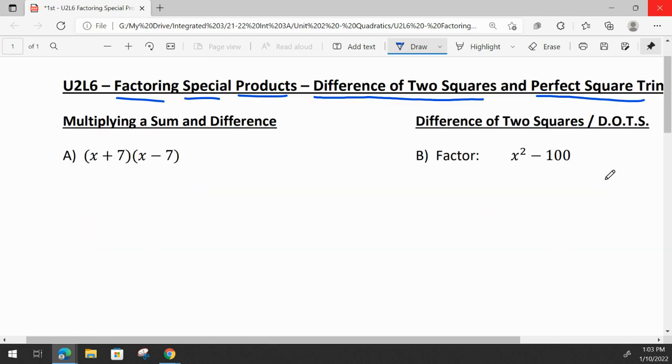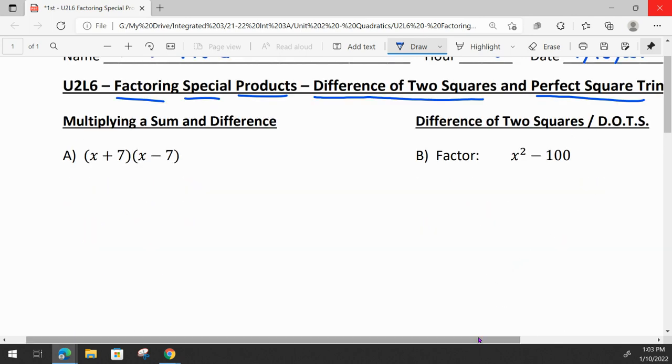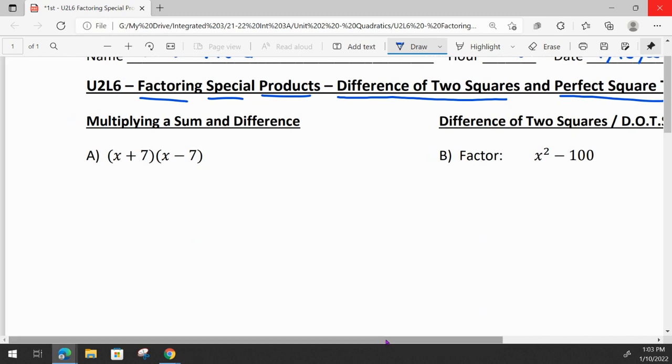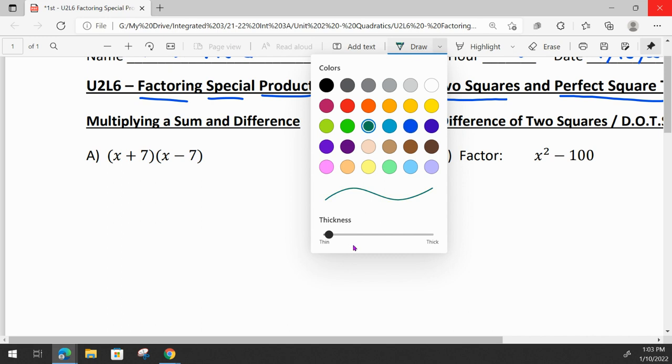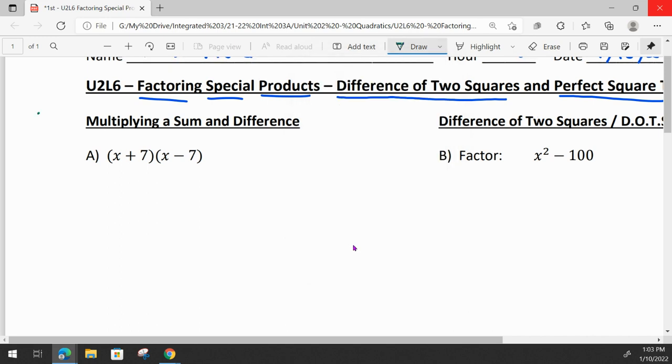But to figure out how to factor them, it's helpful to see how they came about to be a product in the first place. So let's start with this example over here. We've got x plus 7 and x minus 7. So when you have two binomials where the first terms are basically the same and the second terms are the same but opposite signs, we call that a sum and a difference, because here you're adding, here you're subtracting.